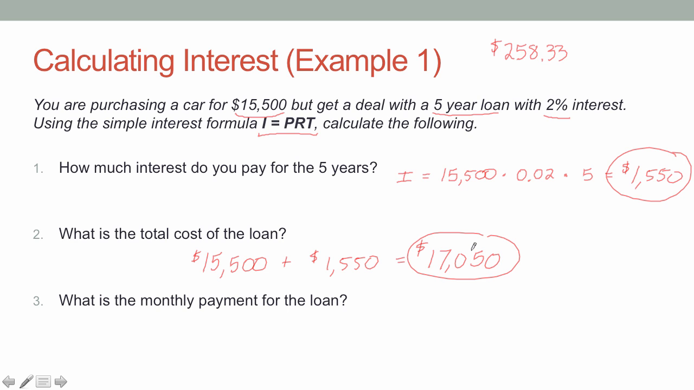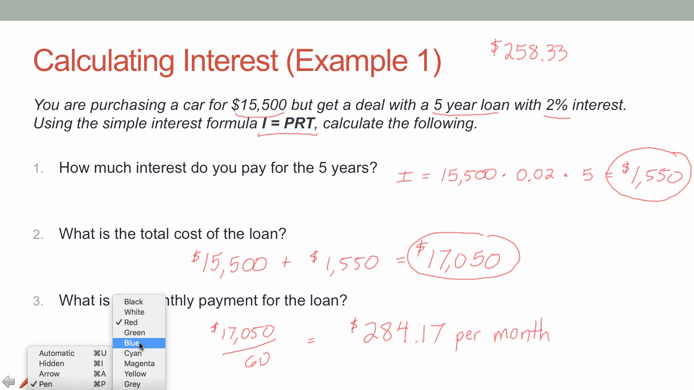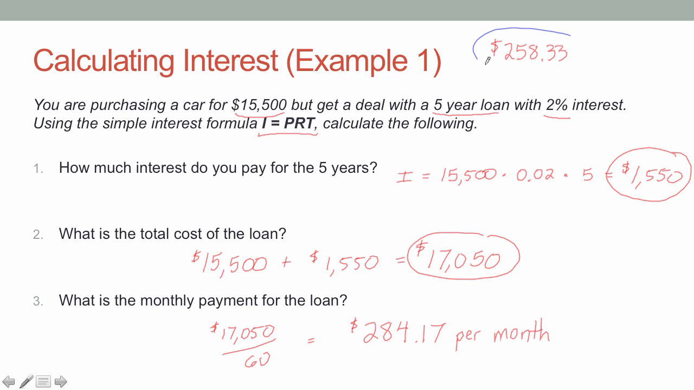So that's my total cost, and if I divide that $17,050 by 60 months, my payment now is $284.17 per month. All right, so what happened? We can see that with 0% interest, it only cost me $258 per month. And now that I have a 2% interest, it's going to raise the cost of my loan. I have to pay more per month now. I have to pay an extra $26, almost $26 per month to pay for this loan.